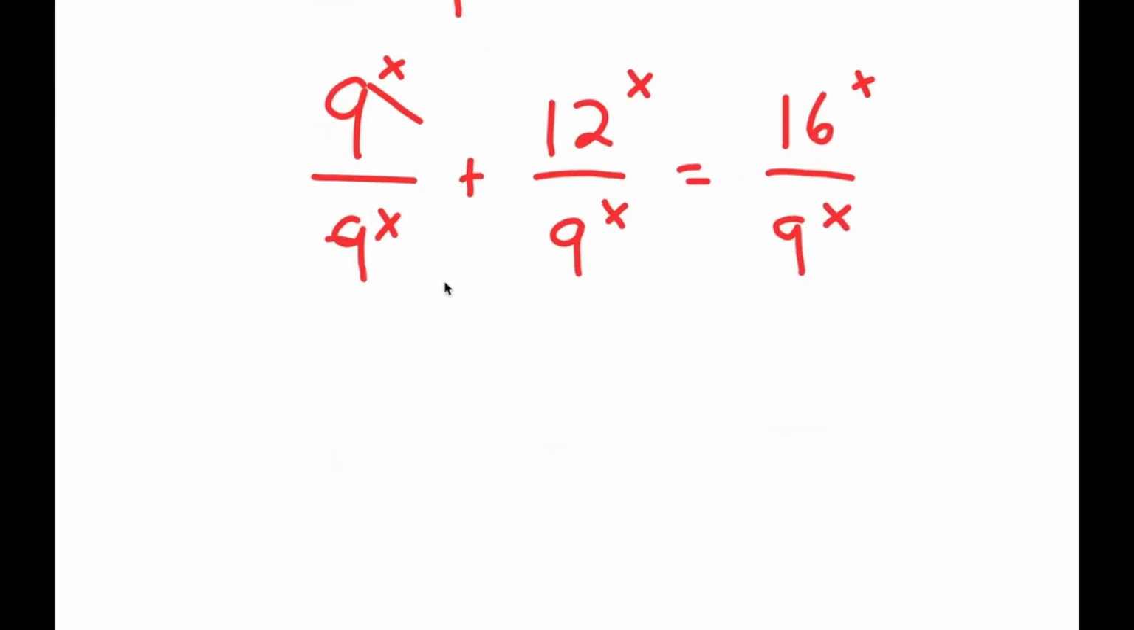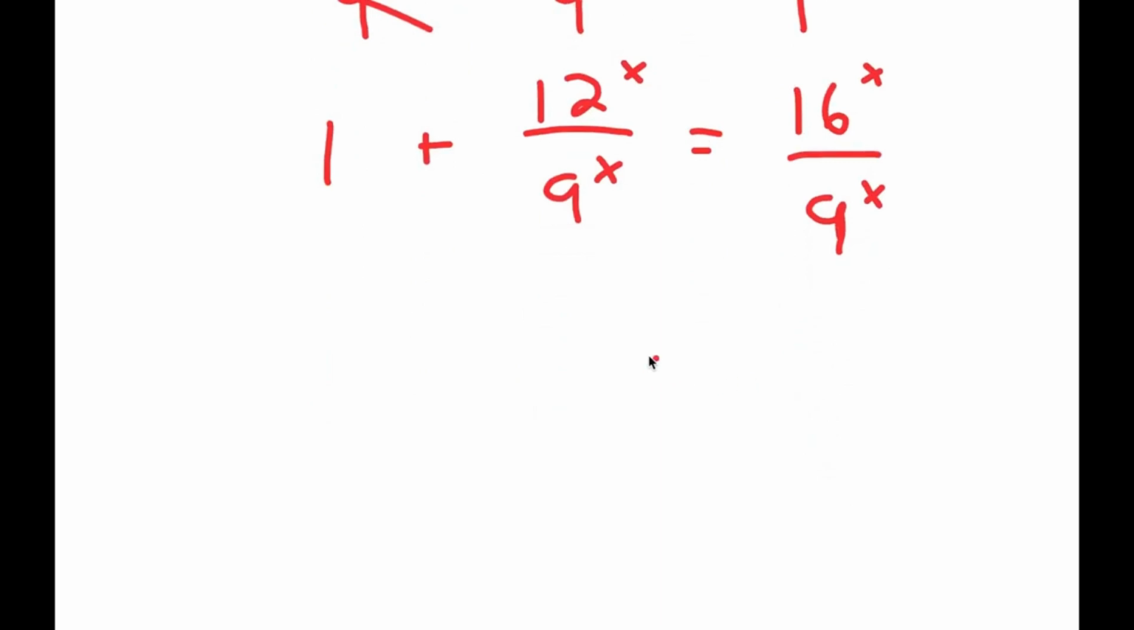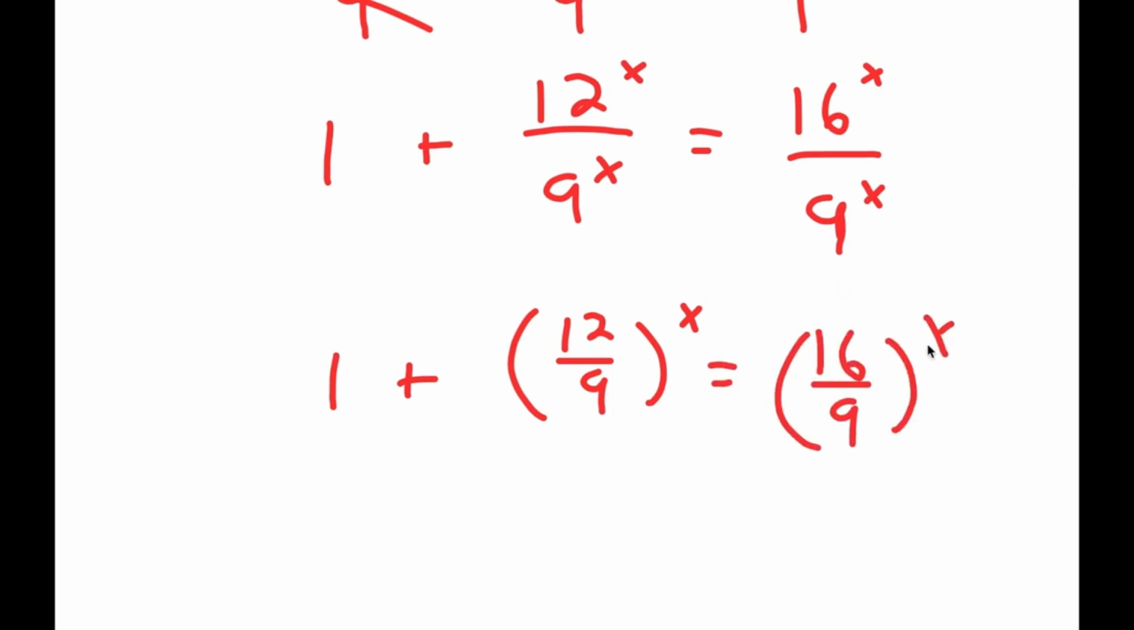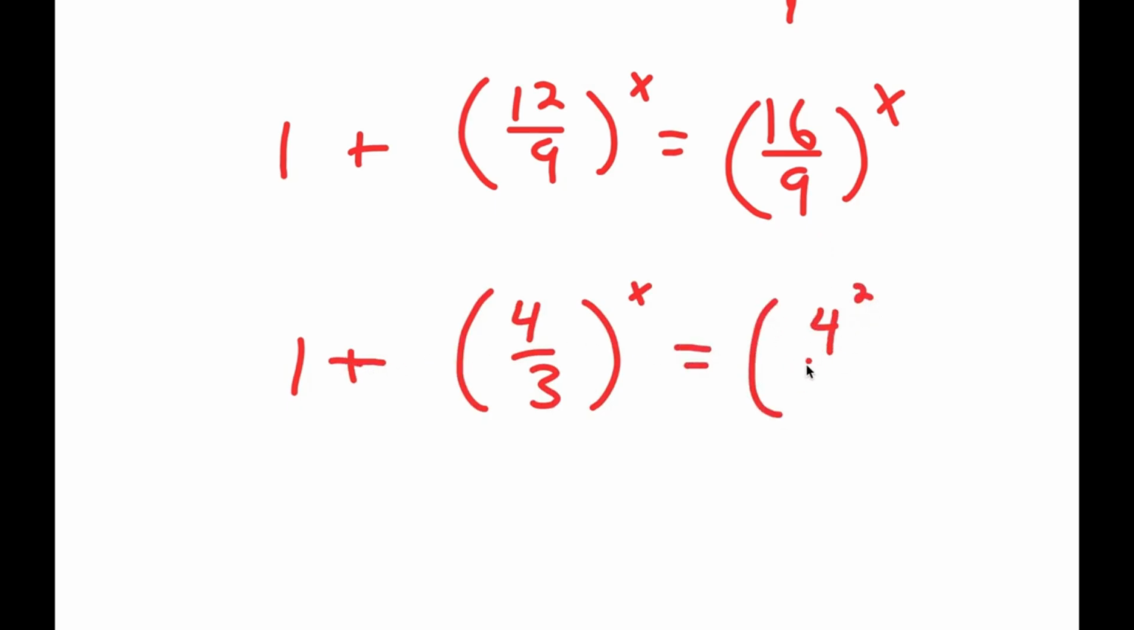Now, 9 to the power of x over 9 to the power of x, those two cancel out, and I get 1. So I have 1 plus 12 to the power of x over 9 to the power of x is equal to 16 to the power of x over 9 to the power of x. Now, from here, I can rewrite this as 12 over 9 to the power of x, and 16 to the power of x over 9 to the power of x, I can rewrite this as 16 over 9 to the power of x. Now 12 over 9, that simplifies to 4 over 3. And 16 over 9, that simplifies to 4 squared over 3 squared.